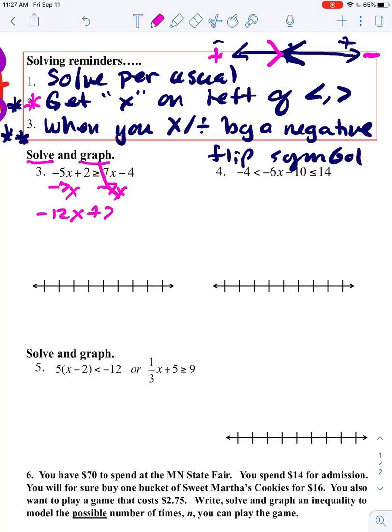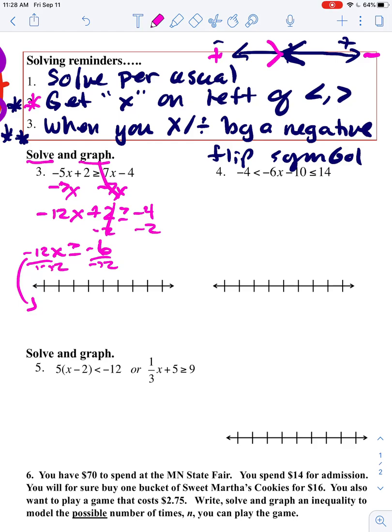I still have my +2 greater than or equal to -4. So now I'm going to subtract the 2 over to the other side. So at this point, I'll have -12x is greater than or equal to -6, and I'm going to go ahead and divide by -12. Two things are going to happen. One, lots of people are going to think, oh, the answer is 2, but the answer is not 2 because I'm dividing by that -12.